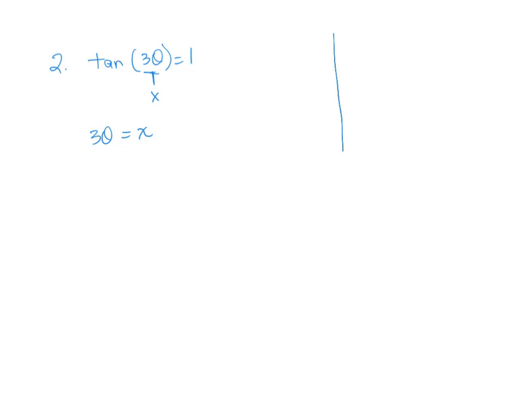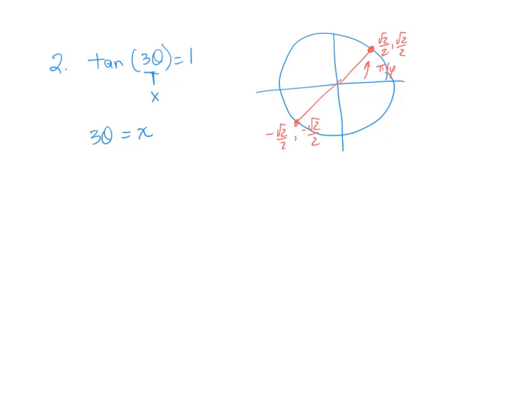And where on my unit circle does tangent theta equal 1? Well, let's look. That means sine and cosine are the same. So remember, we have square root of 2 over 2, square root of 2 over 2. This is at pi over 4, or 45 degrees. But we also have minus square root of 2 over 2, minus square root of 2 over 2. Both those angles have tangent of the angle equal to 1. So we have pi over 4. So that's one solution. And we have this guy here, which is going to be 5 pi over 4.